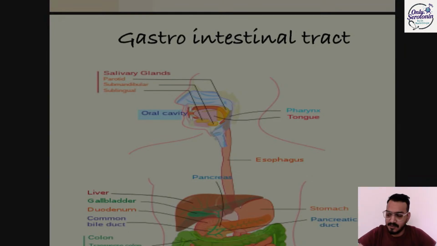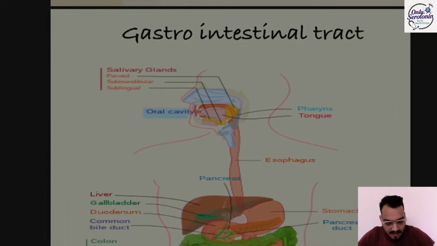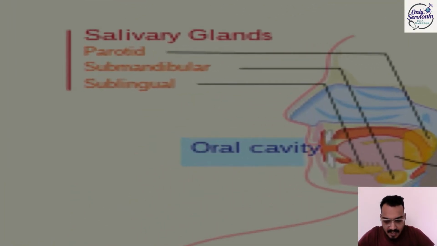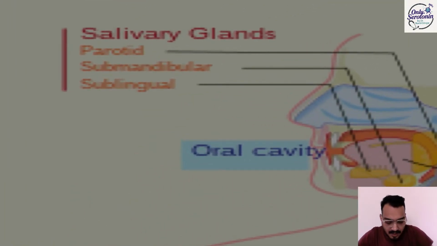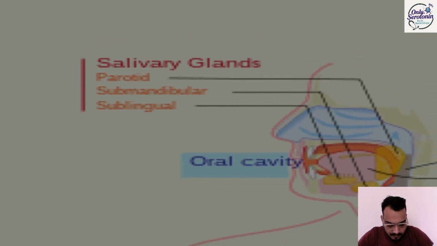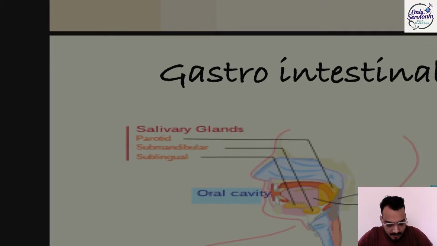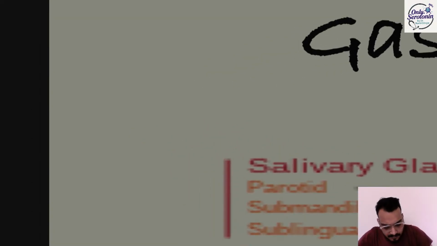Let's start. First of all, you should know the organs of GIT. What are the organs? You should know, guys. We are starting with the oral cavity. After the oral cavity, we have the salivary glands, right? What should you know about the salivary glands, children? There are a total of 3 salivary glands. What are they? Parotid glands, submandibular glands, and sublingual glands.